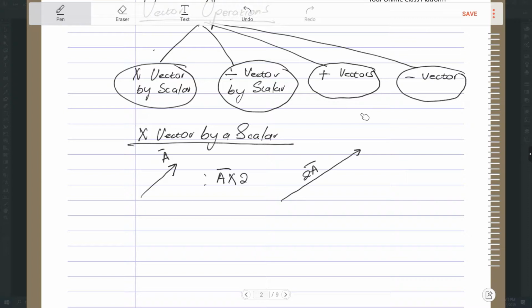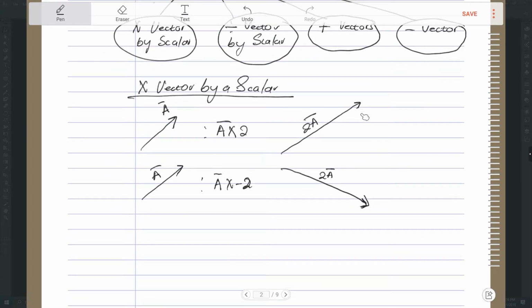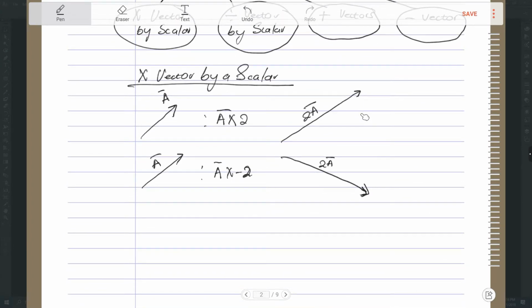So now let's move on and take the very same vector A. Now let's multiply it by a negative scalar. So what happens is that when you multiply a vector by a scalar of negative 2, the direction of the vector will change. So it will have the same magnitude as the above example, but the sense, or the direction, will change. So that's all we have on multiplication of vectors.